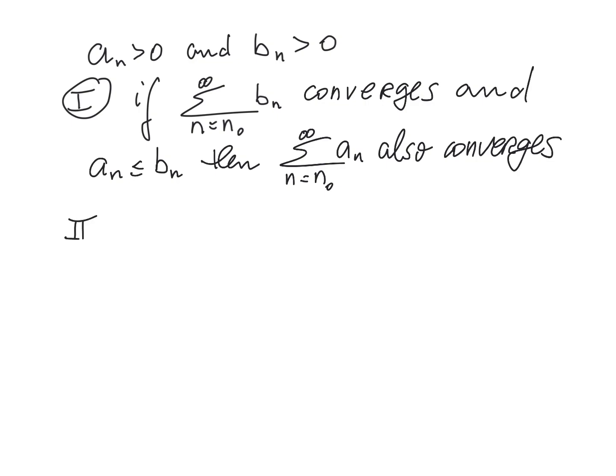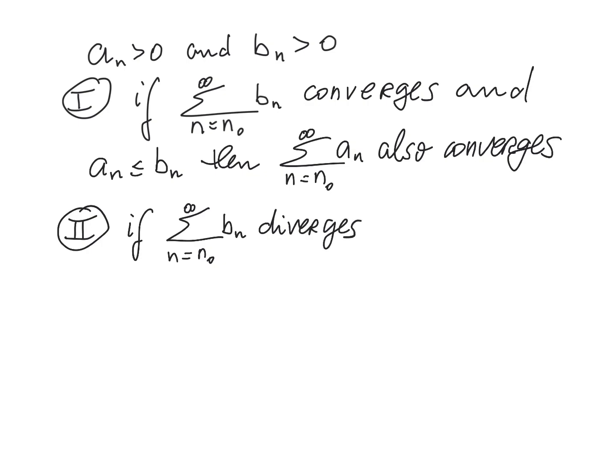And then the second part of the comparison test, the divergence part: if the b sub n series diverges, and the b sub n terms are less than or equal to the a sub n terms, then the a sub n series will also diverge.